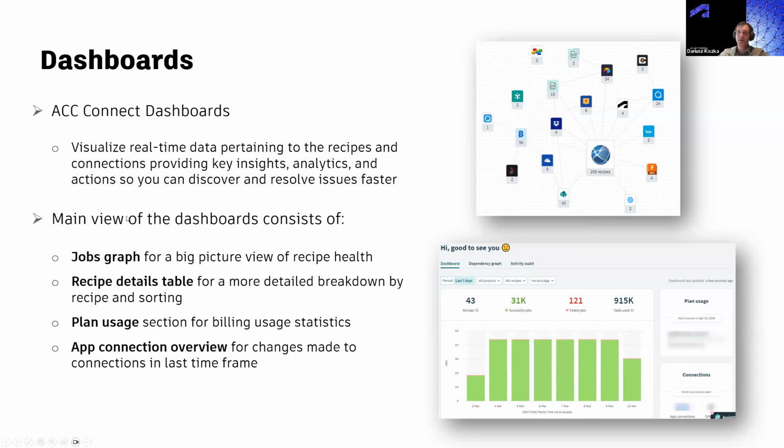And the main components here include the graph chart, or the job graph, which gives you the bird's eye view of how many recipes are executed. We can also see the recipe details table, where you can drill the data down to the specific job to see the error rates and execution trends. You can also see the plan usage, and you can control the connection overview, so which connector is added to which recipes.